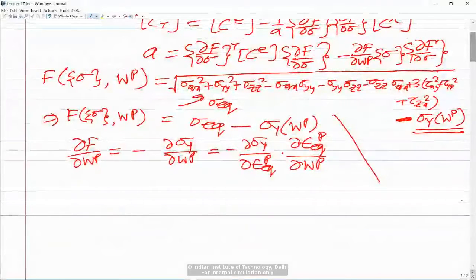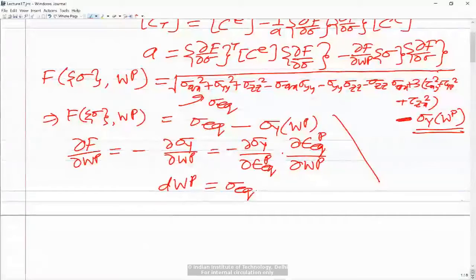Now we want to express d epsilon equivalent p by dWp. We know the expression for dWp, the plastic work of stresses. In the last class I have shown that this is equal to sigma equivalent into d of epsilon equivalent p. This we have seen in the derivation I did in the last class.